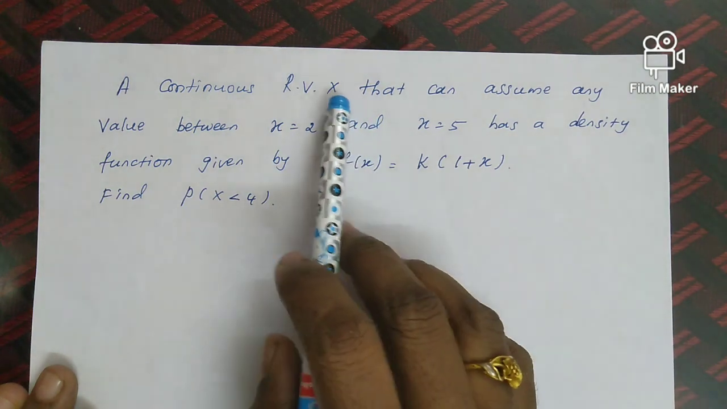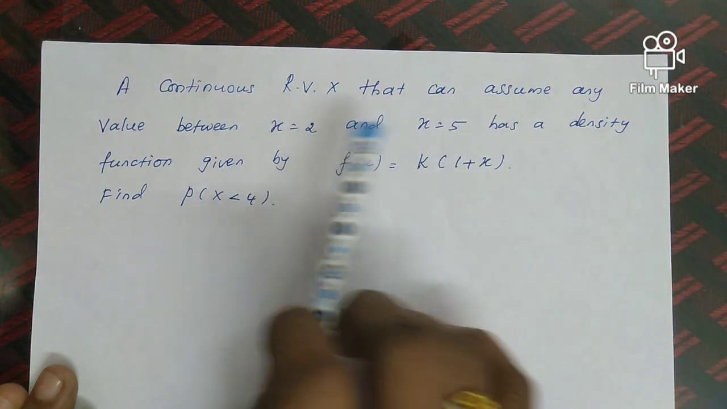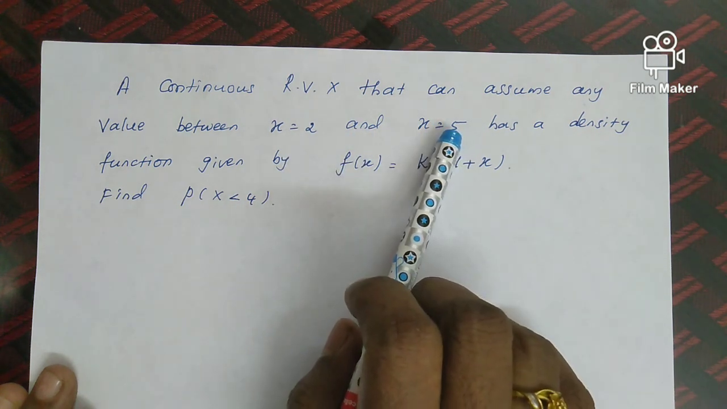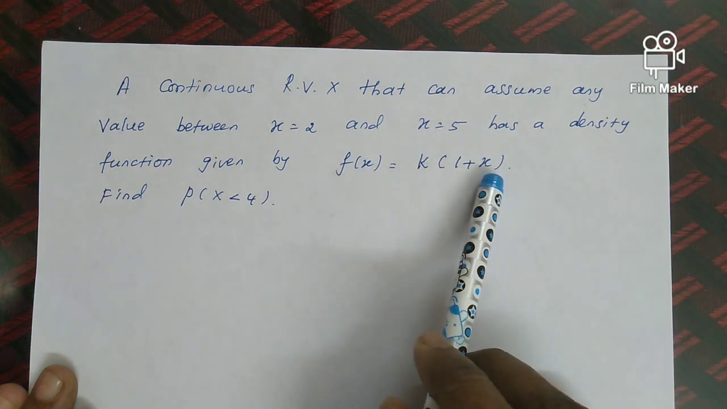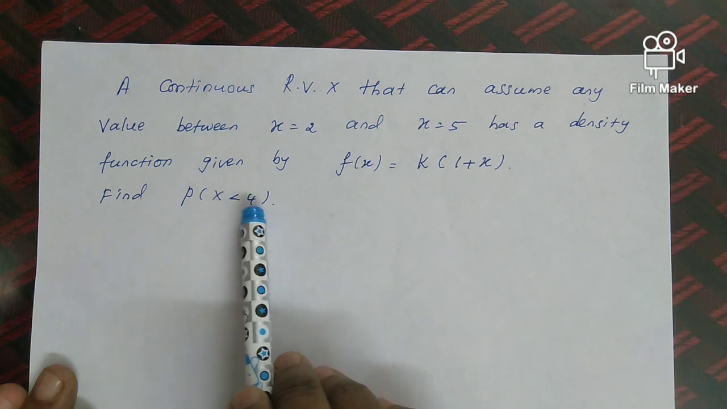So, the given random variable is a continuous random variable, it takes the value in the interval 2 to 5, x equal to 2 to x equal to 5, and the density function is given as f of x is equal to k into 1 plus x. We are going to find the value of p of x less than 4.